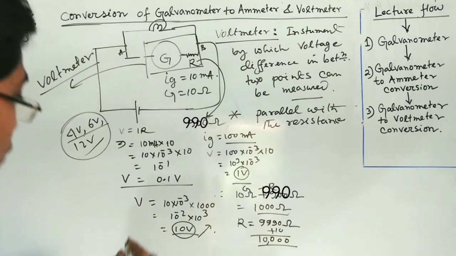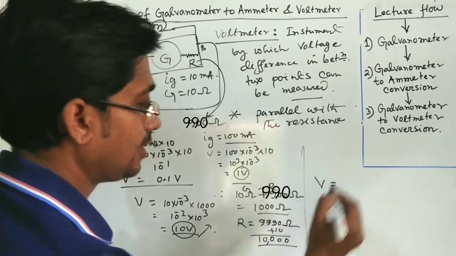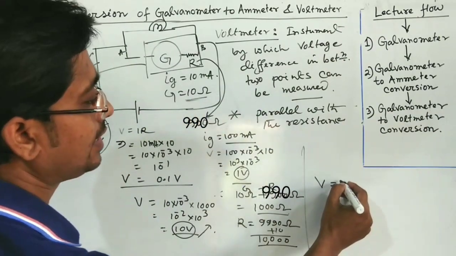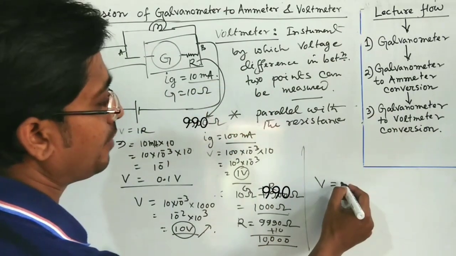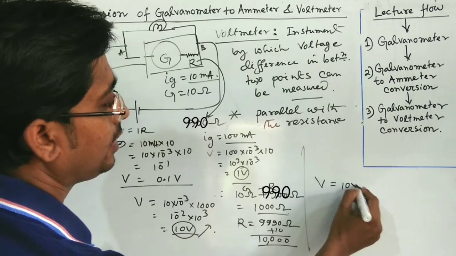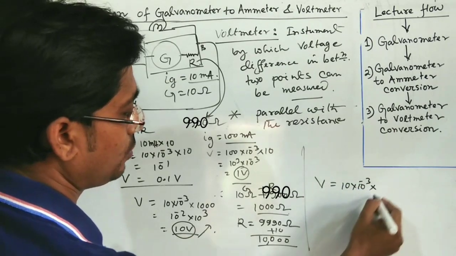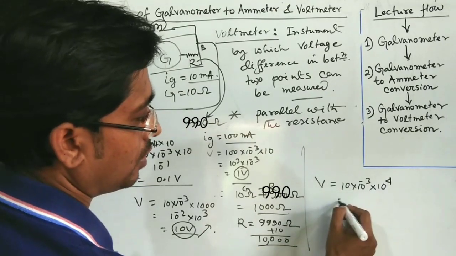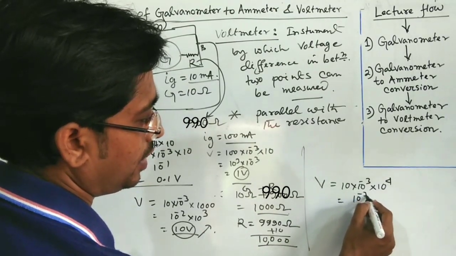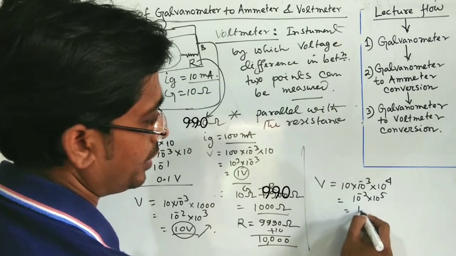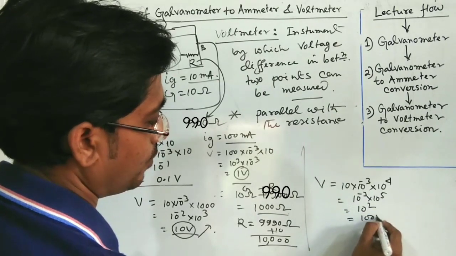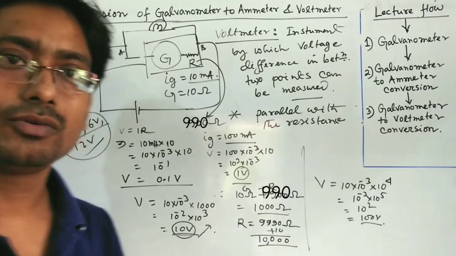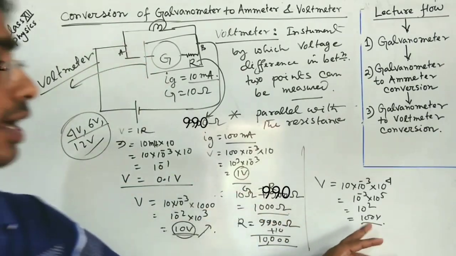Then the voltage drop will be V is equal to the current, and the maximum allowable current is the same, 10 milliampere, times R. So 10 into 10 to the power minus 3 into 10 to the power 4, so it will be 10 to the power 2, that is 100 volt. Previously we got 10 volt, now 100 volt. Now we have calibrated the galvanometer up to 100 volt.